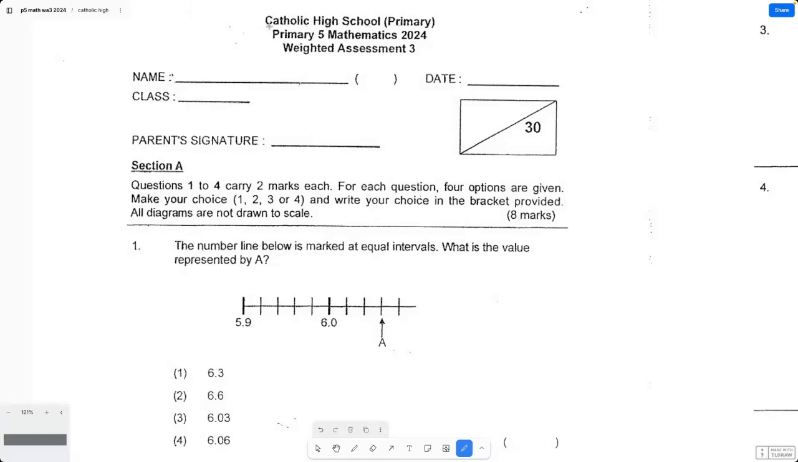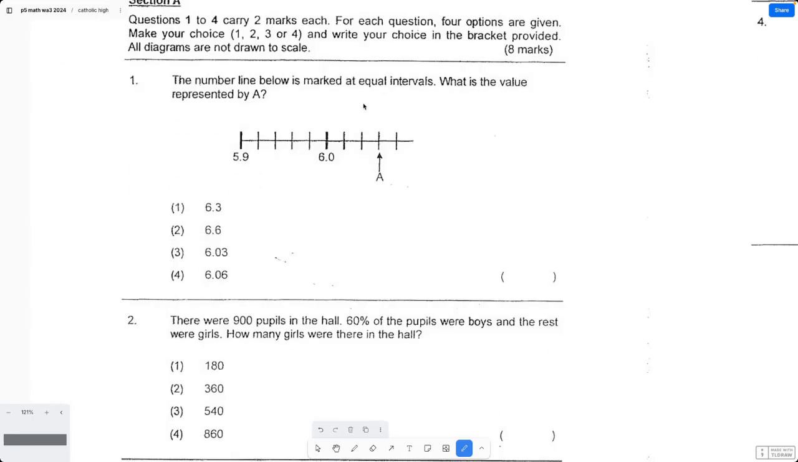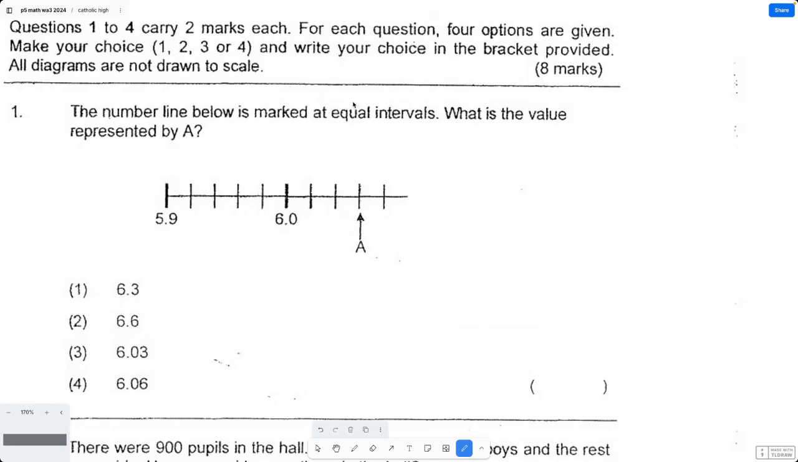In this video, we're going to go through Catholic High School Primary 5 Mathematics 2024 Weighted Assessment 3. So let's get started on the first question.